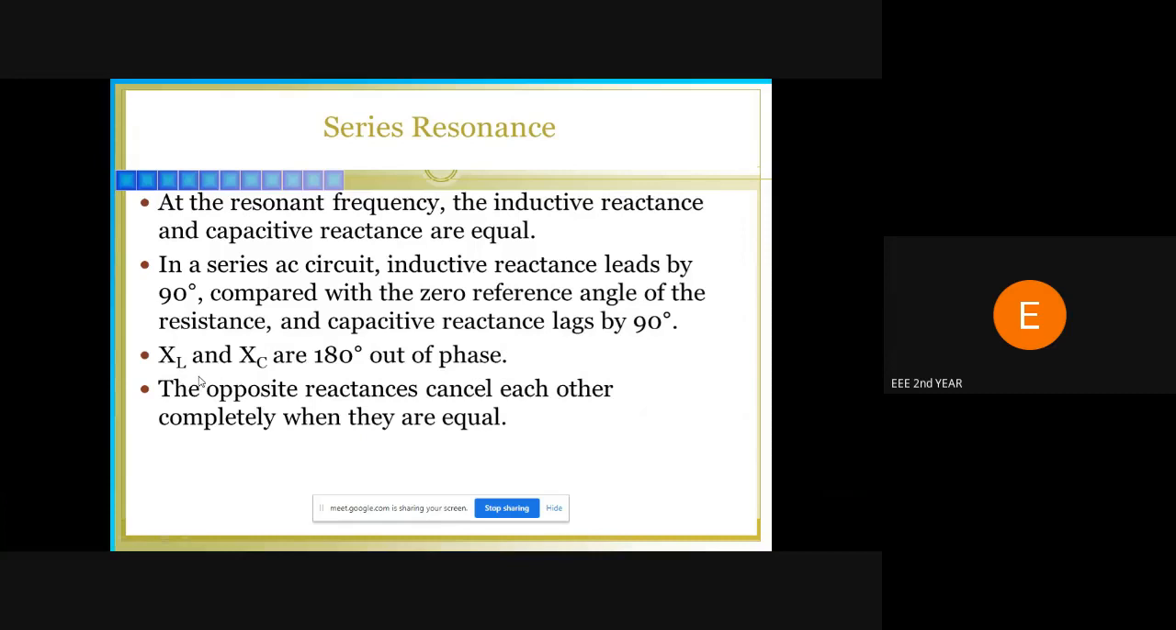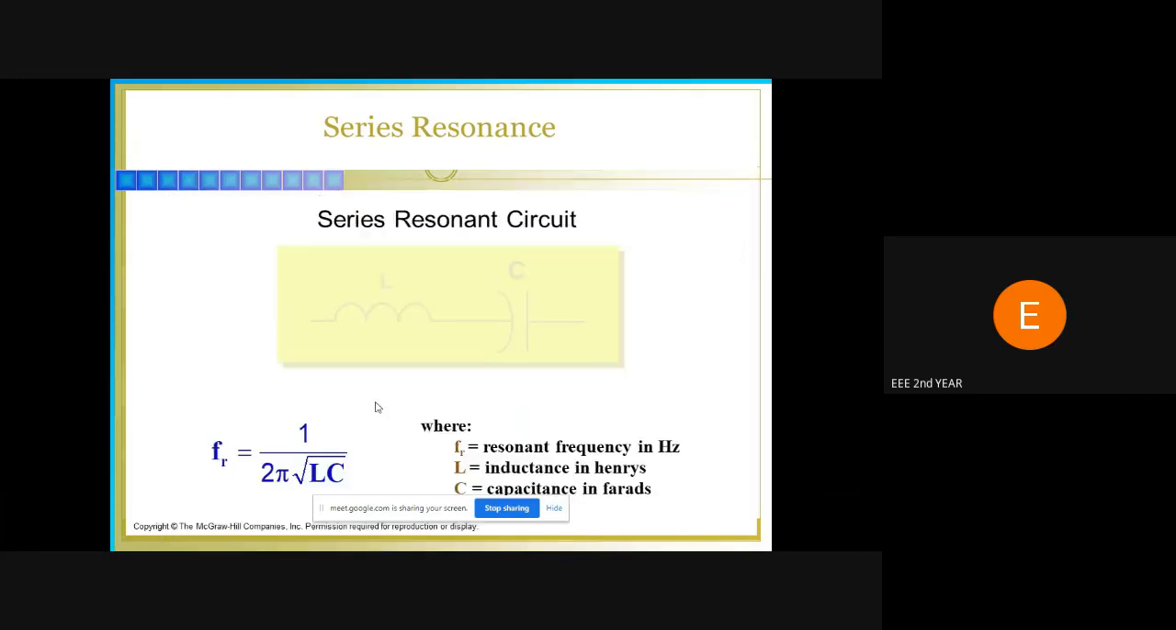XL is equal to XC. XL is 90 degrees, XC is minus 90 degrees, so both are out of phase. They are opposite reactances, so they cancel each other. This is a series resonance circuit. In the series resonance circuit, f0 is the series resonant frequency, L is the inductance, and C is the capacitance. The resonant frequency f0 is equal to 1 divided by 2 pi root of LC.